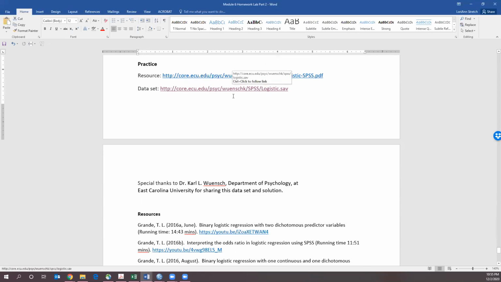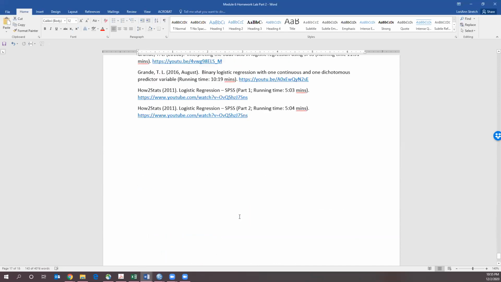Now let's look at this data source, which I want to give credit to my colleague at East Carolina for providing this resource.